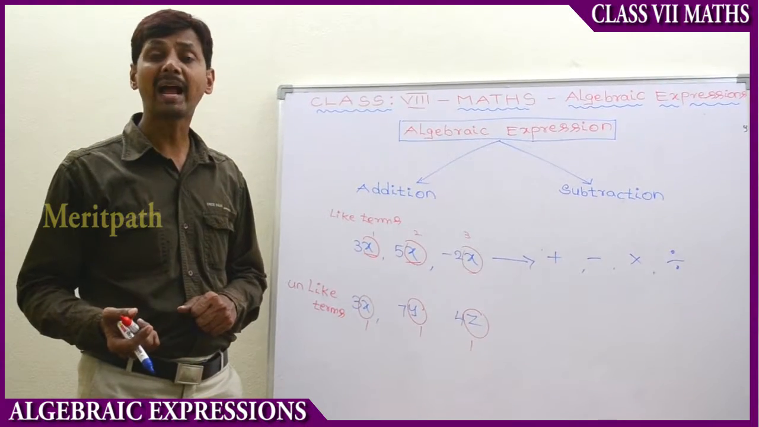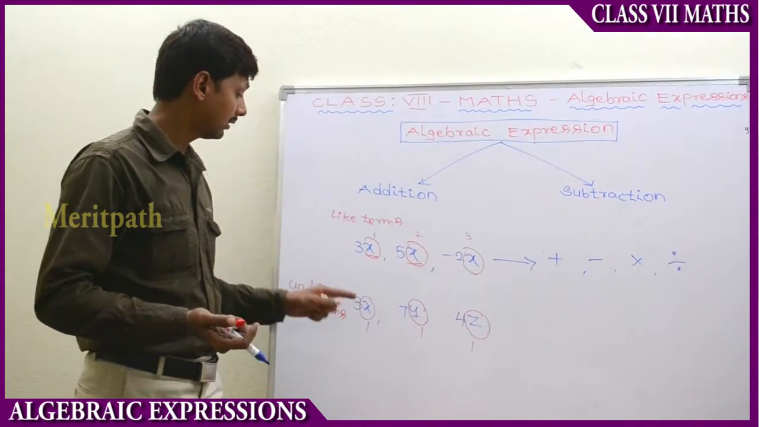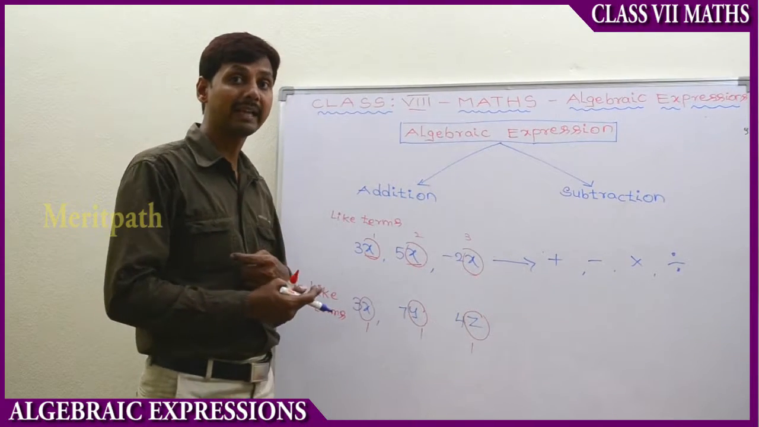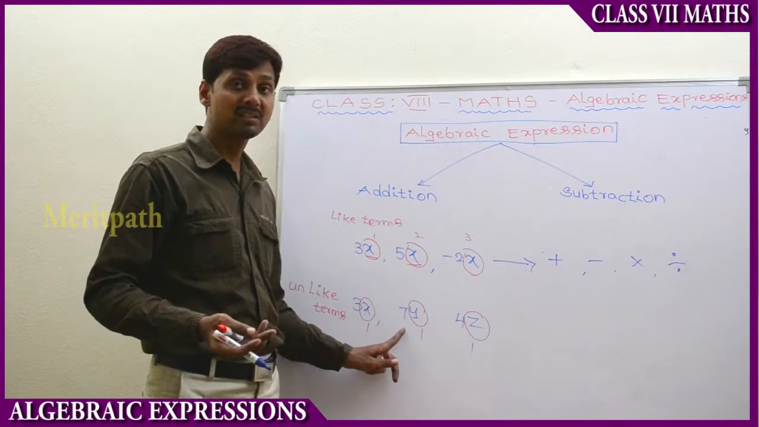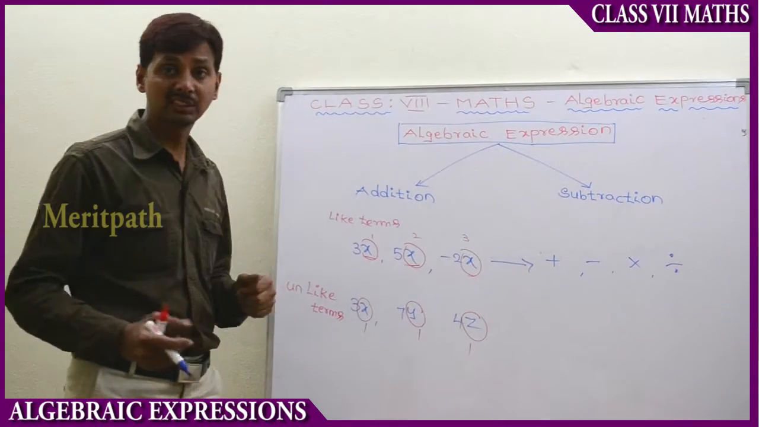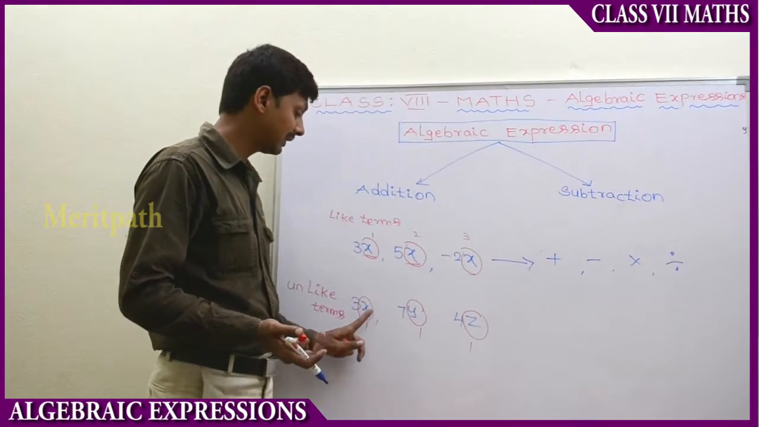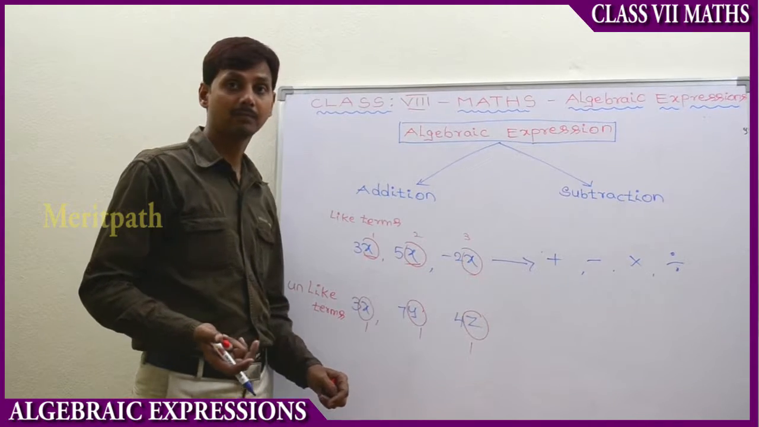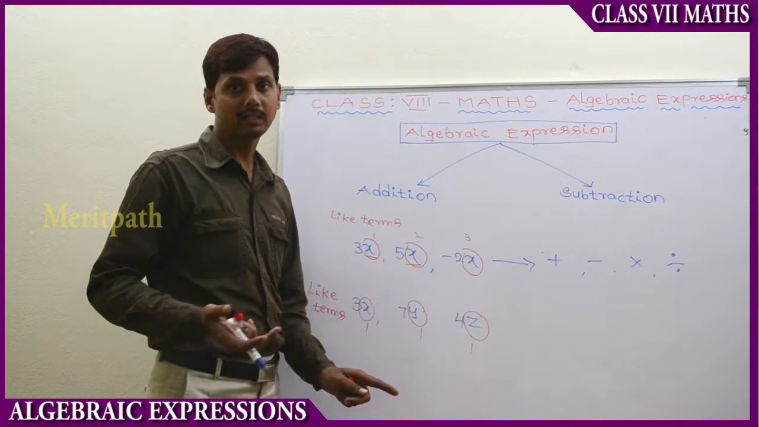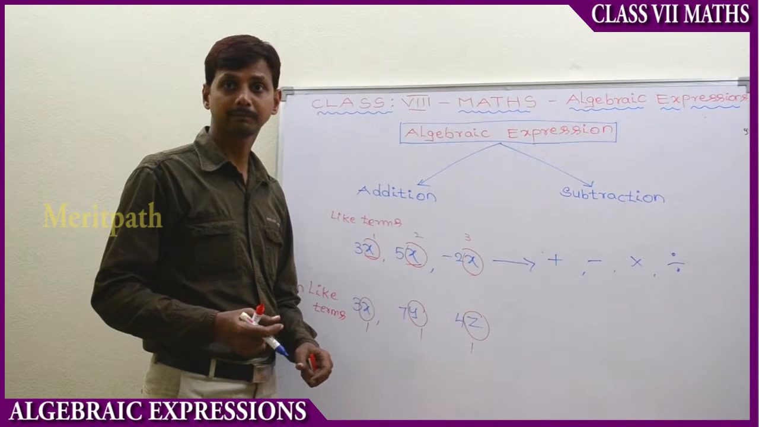But coming to the unlike terms, there is no possibility to add them. If we add, we get the same as what we have in the question. Like if we take 3x, 7y and 4z and try to add these unlike terms, we get the same expression, 3x plus 7y plus 4z. And subtraction also, we get the same expression: 3x minus 7y minus 4z. We cannot do any operation with that, because different variables are present.